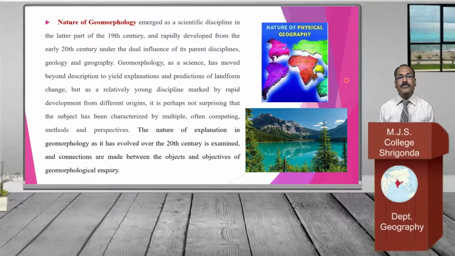But as a relatively young discipline marked by rapid developments of different origins, it is perhaps not surprising that the subject has been characterized by multiple, often competing methods and perspectives. The nature of explanation in geomorphology as it has evolved over the 20th century is examined, and comments are made between the objects and objectives of geomorphological inquiry.